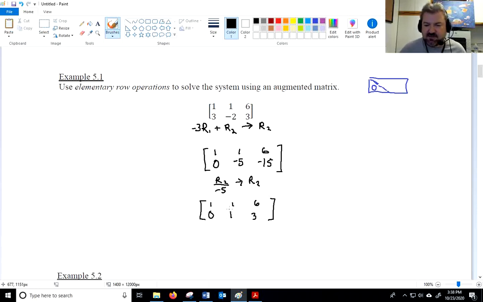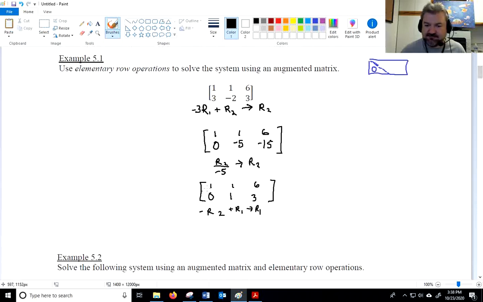Okay, now that I've got a 1 here, I'm going to use that 1 to get rid of the 1 up here. And so I'll simply take row 2 times a negative 1 plus row 1, and I'll store it back in row 1. Let me just scoot down a little bit. So we're supposed to multiply row 2 by a negative 1 and add it to row 1 and put the result in row 1.